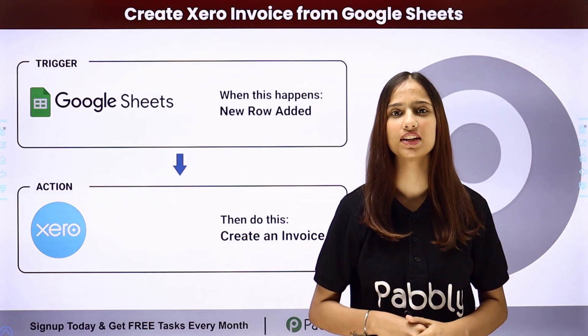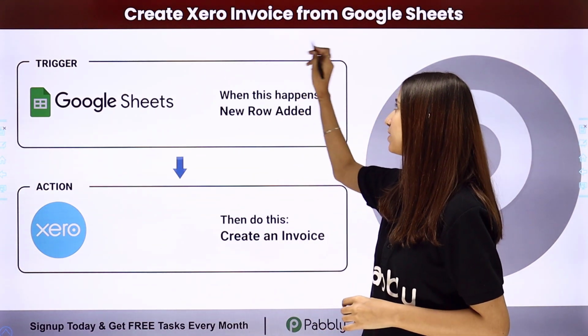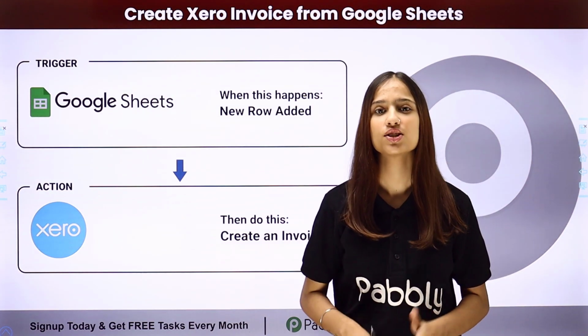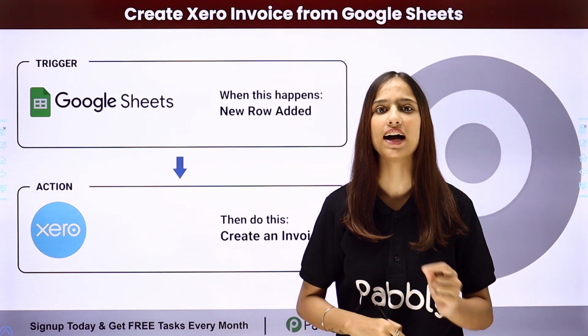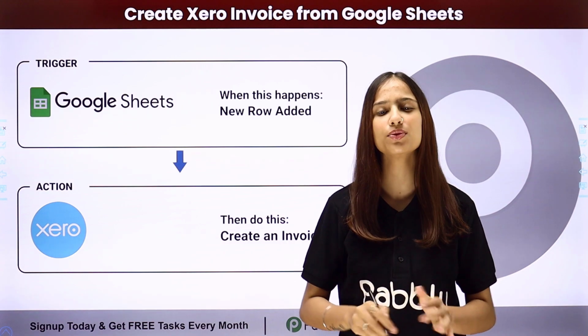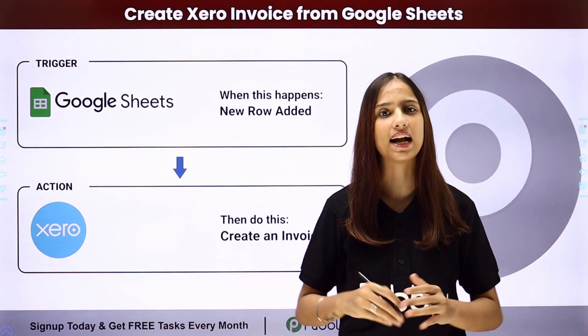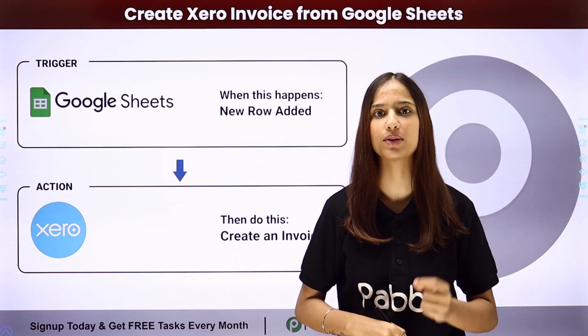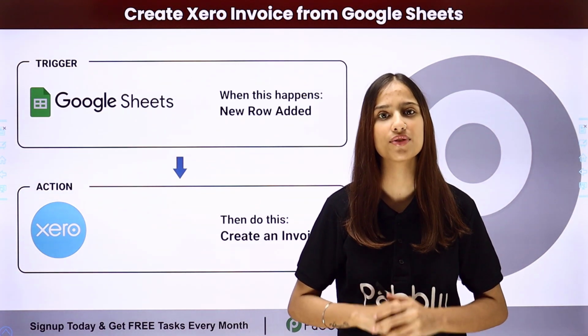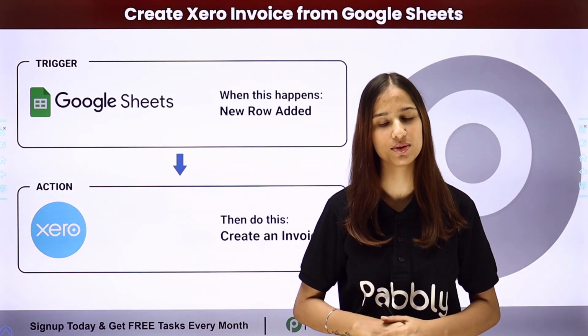So in today's video we will understand how to create Xero invoice from Google Sheets. So here let's assume that I have added the invoice details in a new row in Google Sheet. So now my objective is that whenever I will be adding the new details for invoice in my Google Sheet, then I wish to generate an invoice automatically by using Xero.